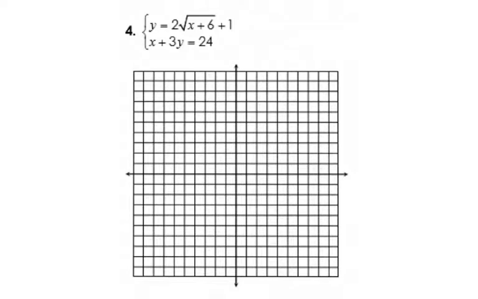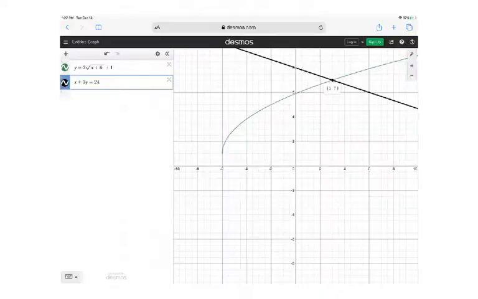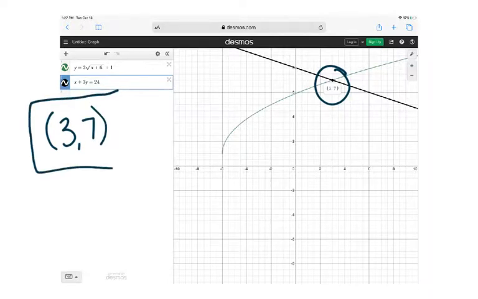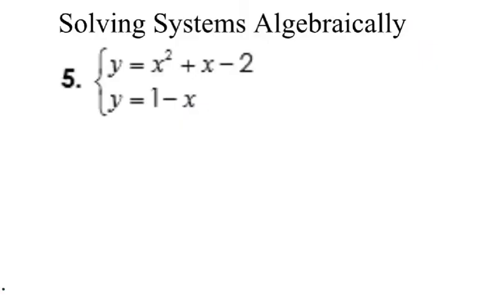Alright, and try this one again. Use Desmos. 1, 2, 3. Alright, so the first one is a square root function. We talked about that this year. The second one is a straight line. And this one only has one answer because it only intersects once. So my answer is 3, 7. Alright. So that's pretty easy.